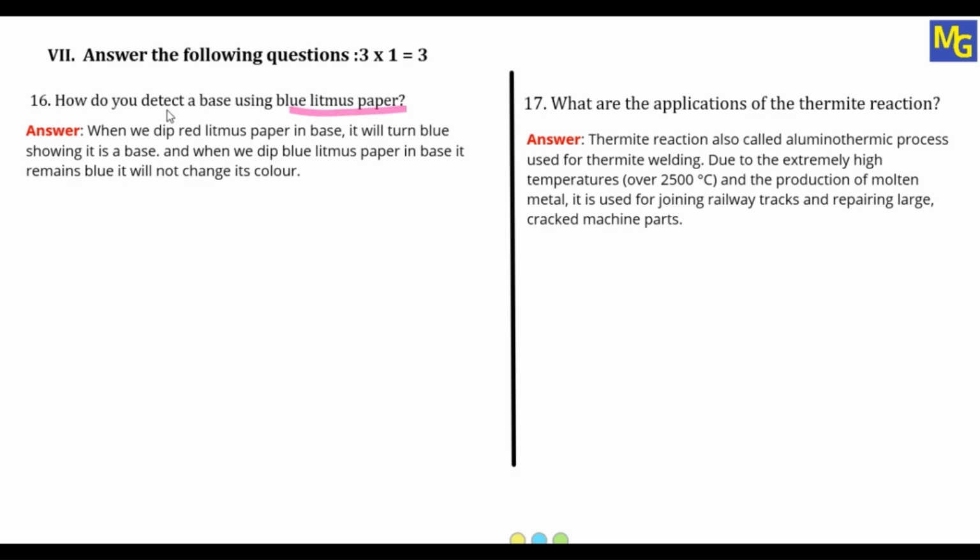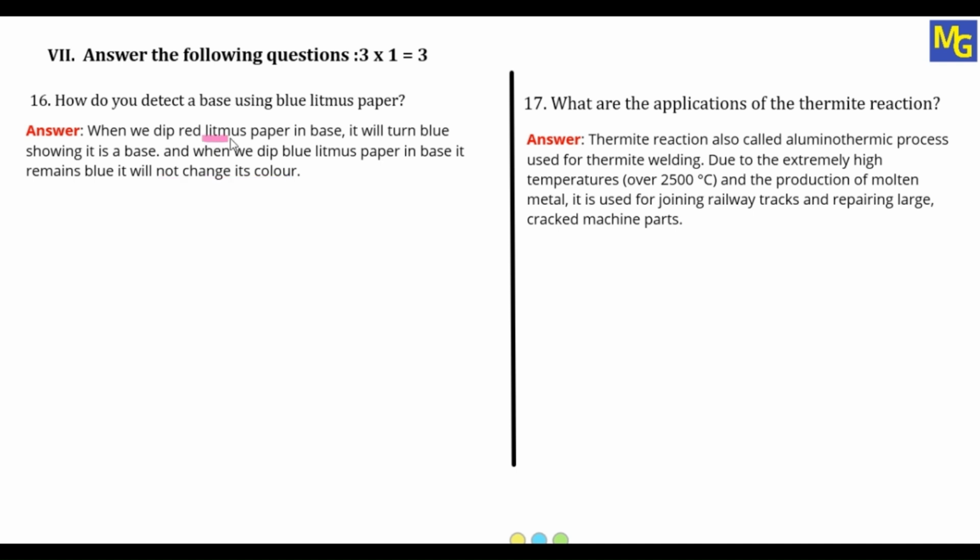Means the question meaning is, how you are going to detect it's a base by using blue litmus paper. So the answer is, when we dip red litmus paper in base, it will turn blue, showing it is a base. And when we dip blue litmus paper in the base, it remains blue. It will not change its color.